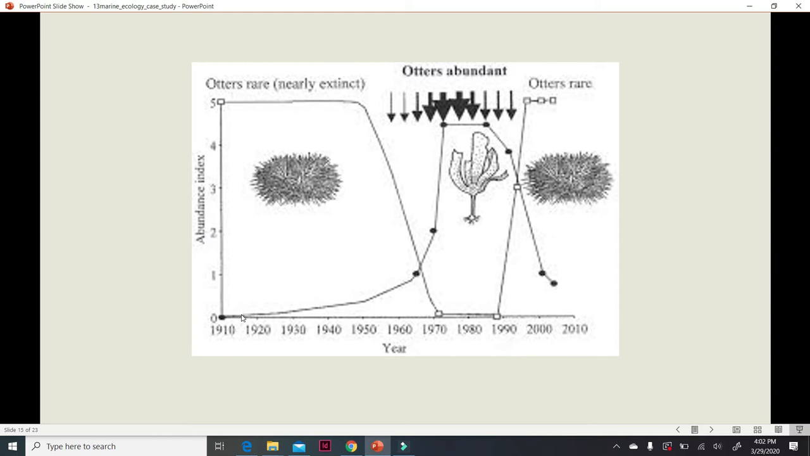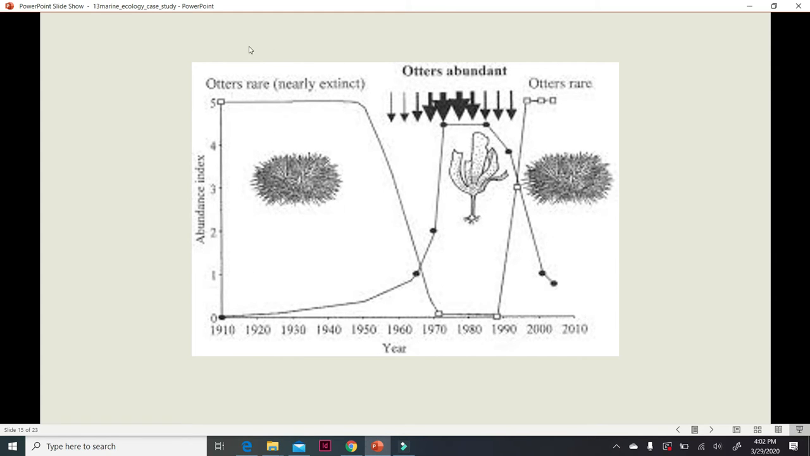And then we have this line here. This is the amount of kelp. This line has dark black circles. All right. So in 1910, there were a lot of urchins. All right. They were very abundant, but there was not very much kelp. All right. So 1910, lots of urchins, not very much kelp, and that makes sense.